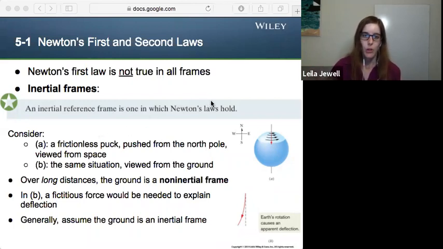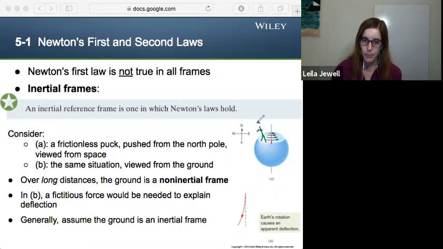So a way that we could illustrate this idea is we could consider a hypothetical situation, a thought experiment, Gedanken, a frictionless puck pushed from the North Pole, and if we view it from space, we'd see, okay, we push it from the North Pole, it's just traveling a straight line toward the equator, right? Imagining that this could work. Cool. But what if we view it from the ground?